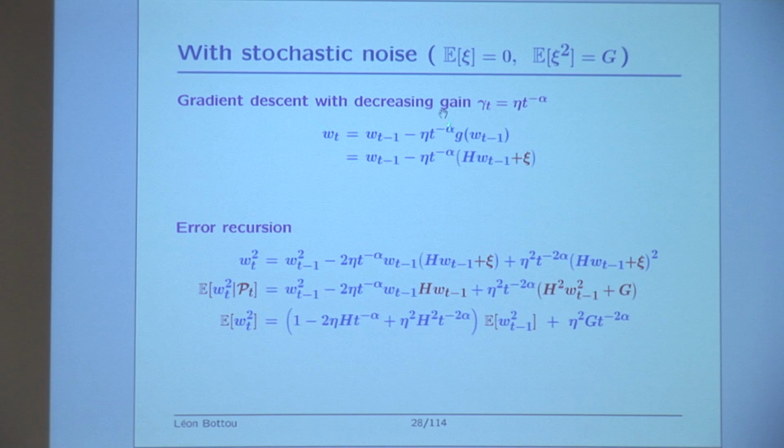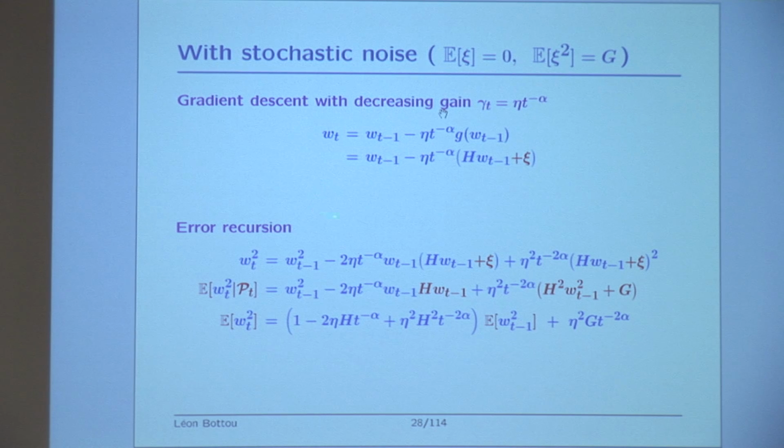Gradient descent with decreasing gain. Gamma t equals eta t minus alpha. I explained before that we need decreasing gains because otherwise it's going to fly over the optimum and never go down. So t minus alpha, with alpha some positive number, seems a good thing. So I write my gradient and I replace. And my problem now is to estimate wt squared. I would like that to go to 0.